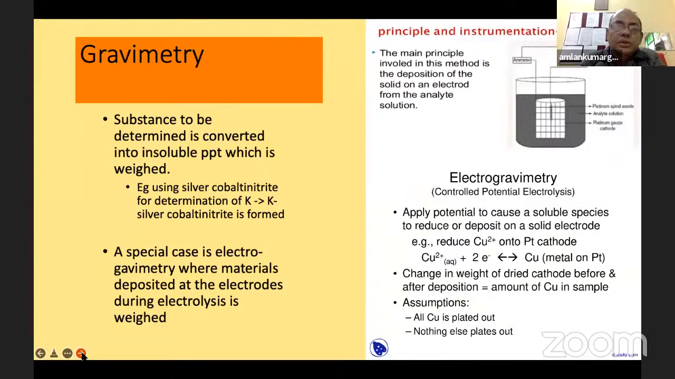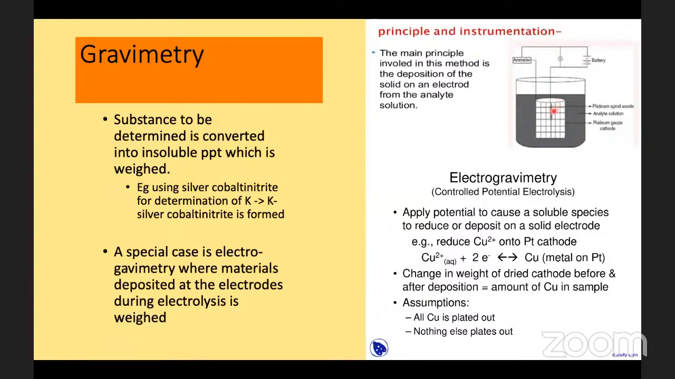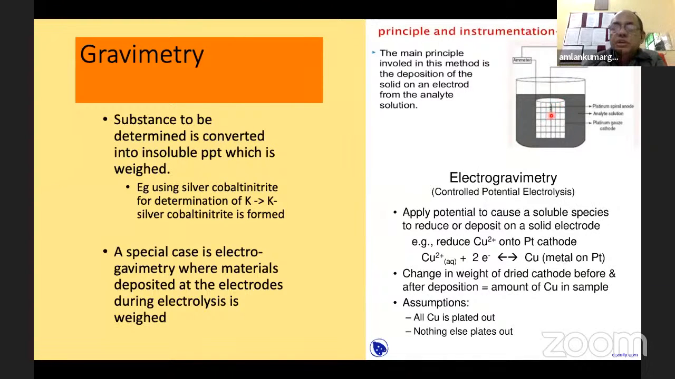And a special case of gravimetry is electrogravimetry, where the material is deposited at the electrode. You have an electrode, you weigh this electrode previously, and then allow the electrolysis to take place. When electrolysis takes place, something is deposited on this electrode. Suppose copper metal is deposited at this electrode. You take out this electrode, wash it, dry it, and then weigh it again. So the difference in weight of the electrode will give you the amount of copper that is there.